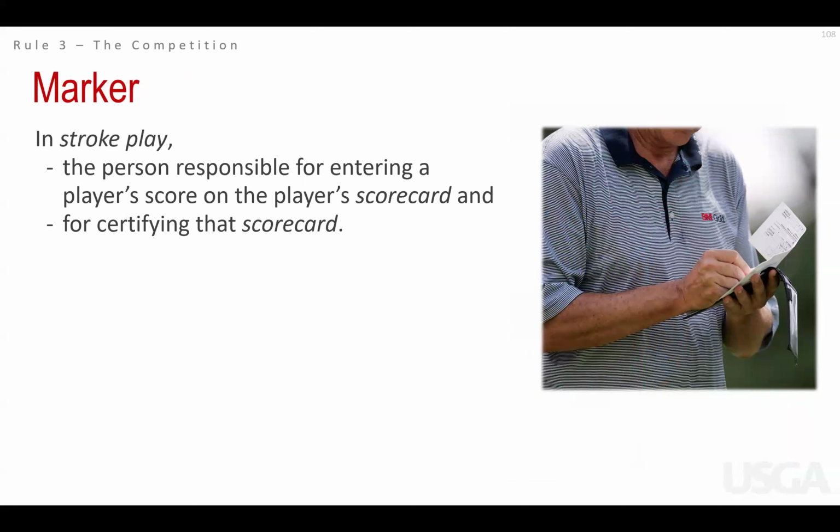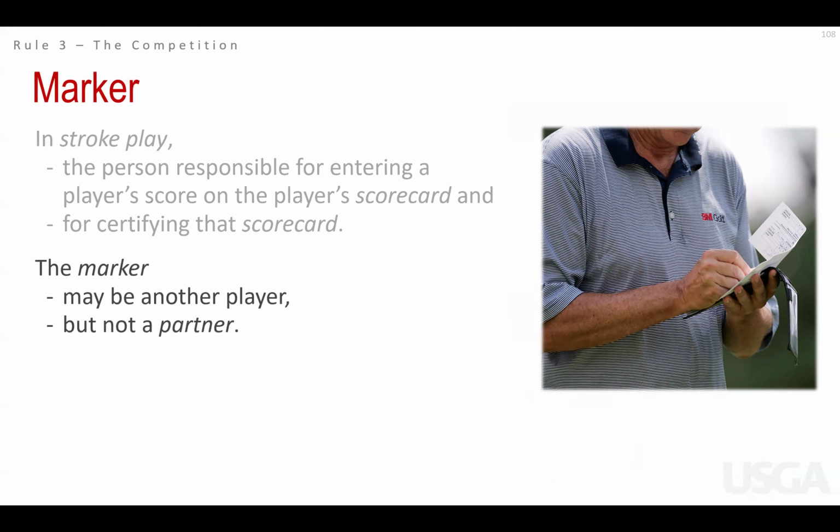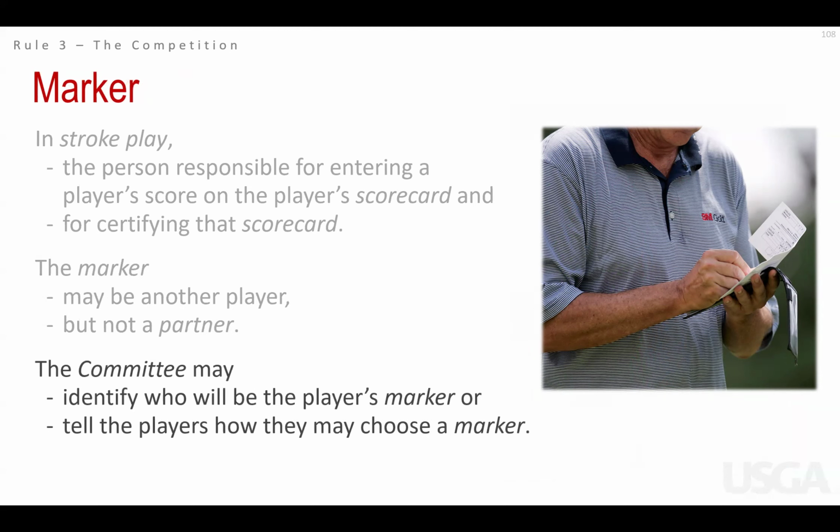See the definition of a marker there: the person responsible for entering the player's score on the scorecard and also certifying that scorecard. It can be another player, any other player in stroke play in their group, but it can never be a partner. So someone else who I'm competing with as part of a side cannot be my marker. The committee is typically going to tell you who the marker is for you, or they're going to let the players choose a marker.